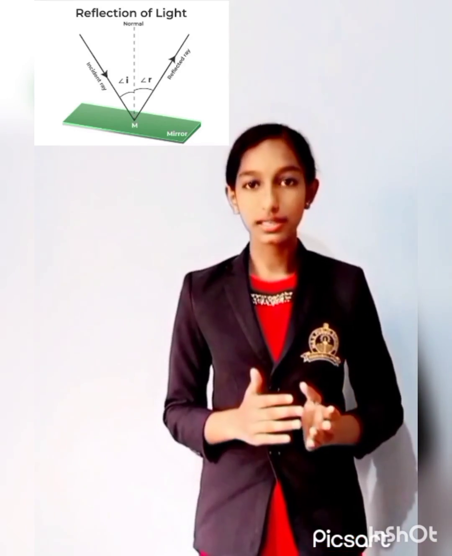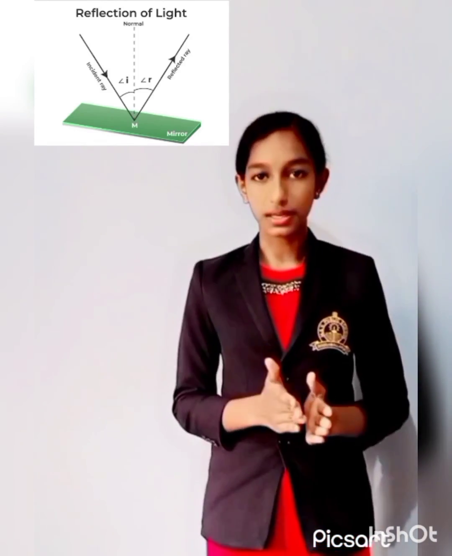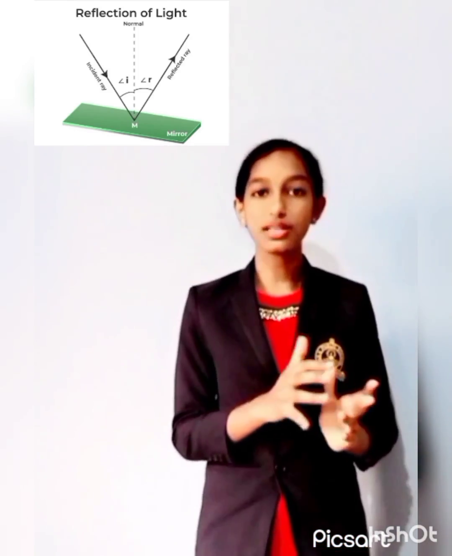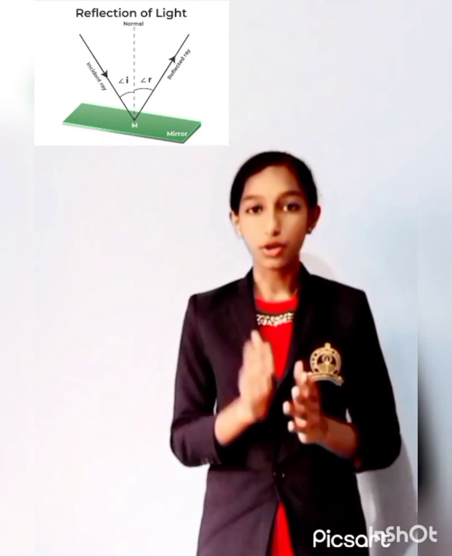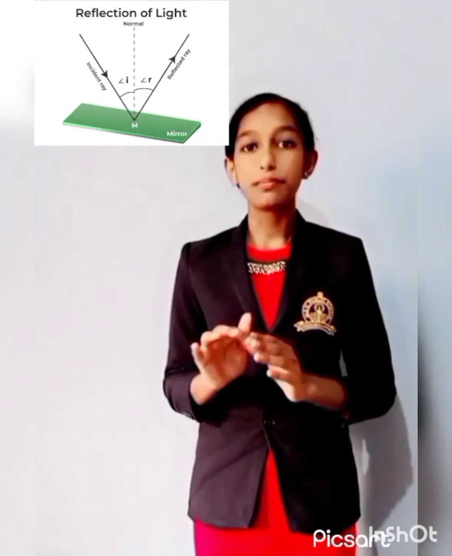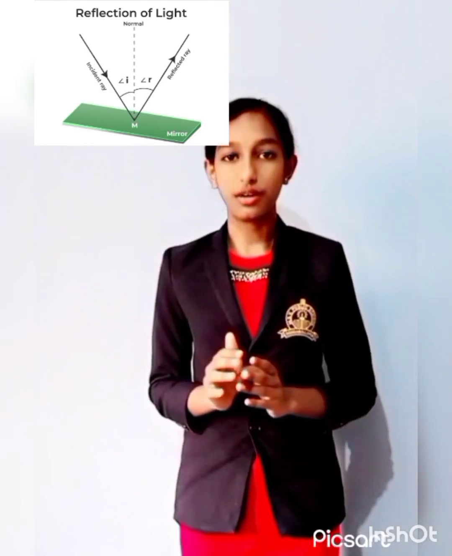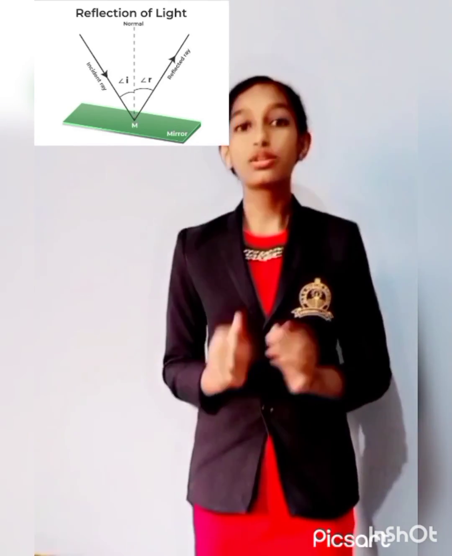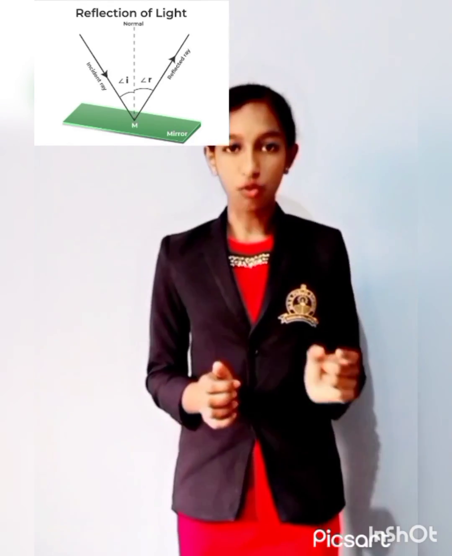Now, the laws of reflection. As you can see in this image, the first law is that the angle of incidence is equal to the angle of reflection. The angle between the incident ray and the normal is known as the incident angle, and the angle between the normal and the reflected ray is known as the reflected angle. So these two angles are equal. For example, if the incident angle is 40 degrees, the reflected angle will also be 40 degrees. So this is the first law of reflection.